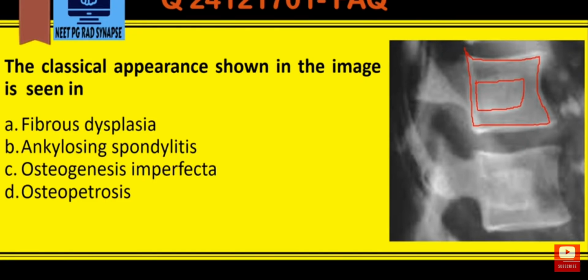Osteopetrosis, the term itself: osteo means bone and petros means stone. So the bones in osteopetrosis are like stones, that is, they are sclerosed because osteoclasts are defective in osteopetrosis. This is an MCQ asked. In osteopetrosis, it is dysfunction of osteoclast and not osteoblast. That is why the bones are sclerosed.